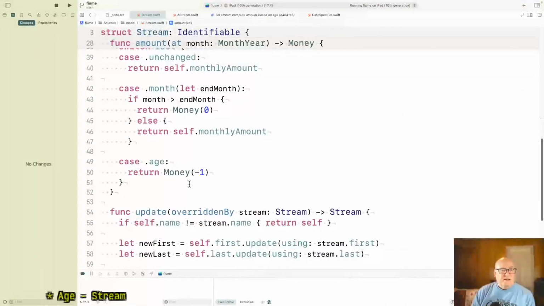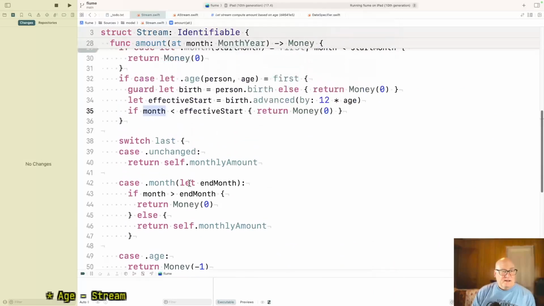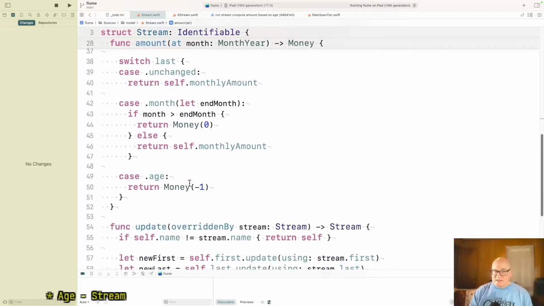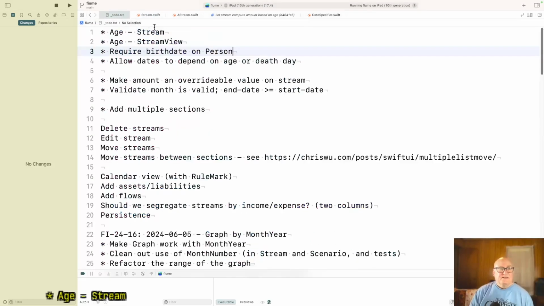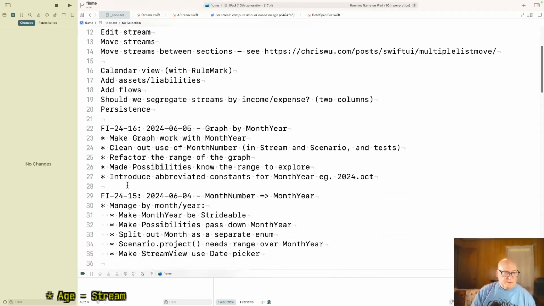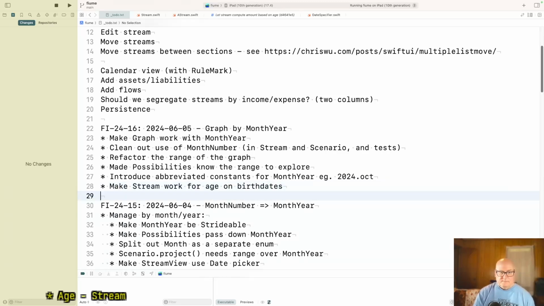Oh, how is that working? Oh, we haven't dealt with death dates. Okay. Age stream view. Okay. For death dates. All right. And then, but we did do it for birth dates. Okay.